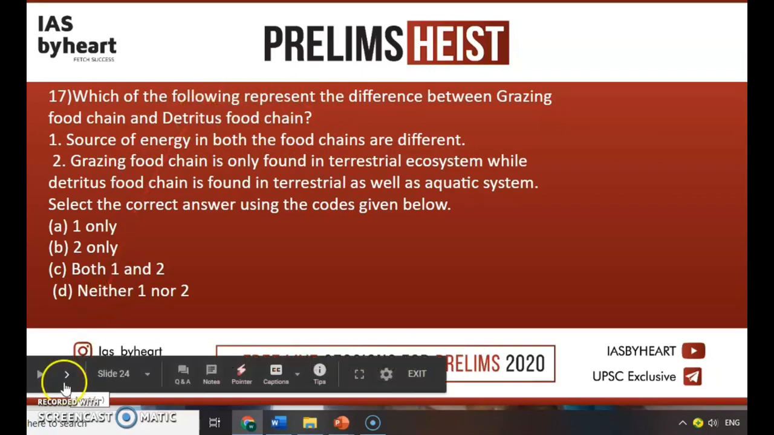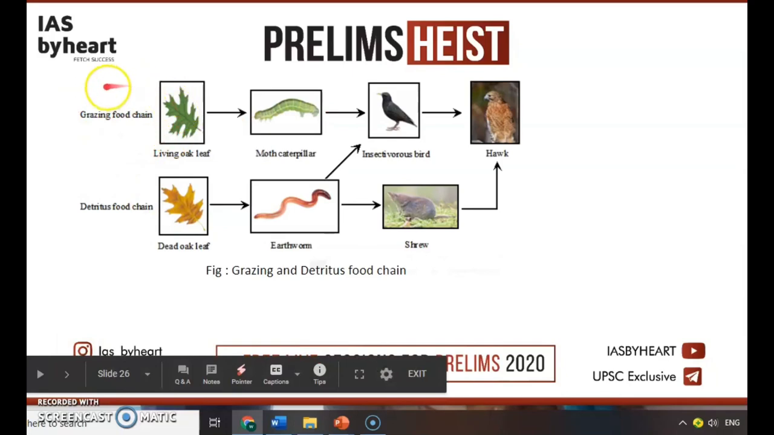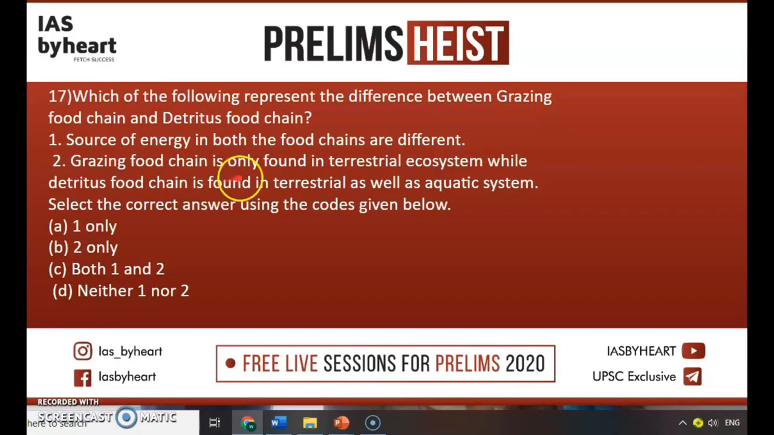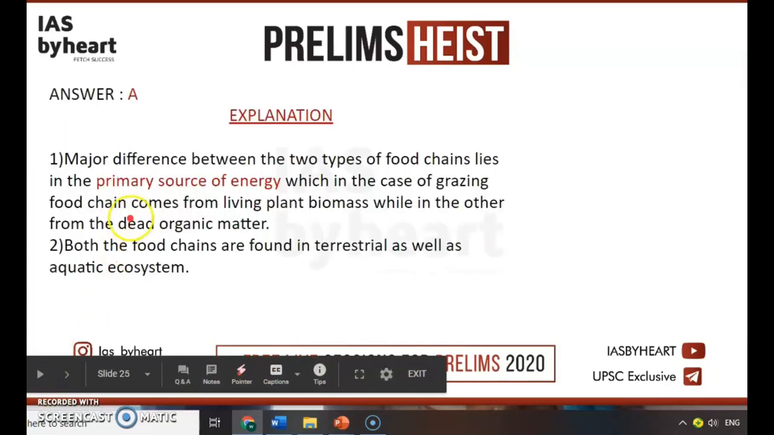See here, this is our grazing food chain, which is consumed from the living oak leaf. This is our detritus food chain, which is consumed from the dead oak leaf. So this is the difference between these two. So sources of energy in both food chains are different. Yes, right. Because here it is living things, a living food chain, while detritus means dead or decayed material. So the second one, grazing food chain is found only in terrestrial ecosystem, is not true. Grazing food chain is found in terrestrial ecosystem as well as aquatic ecosystem. So our option will be 1. That's A.